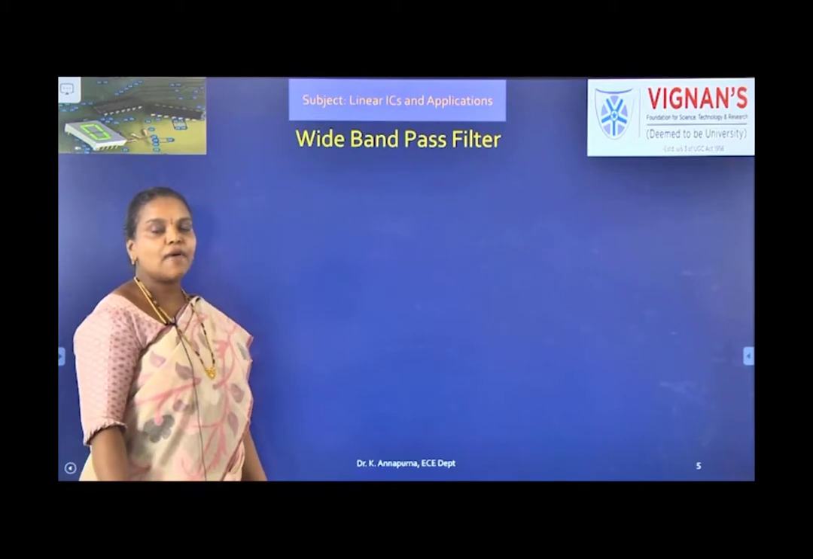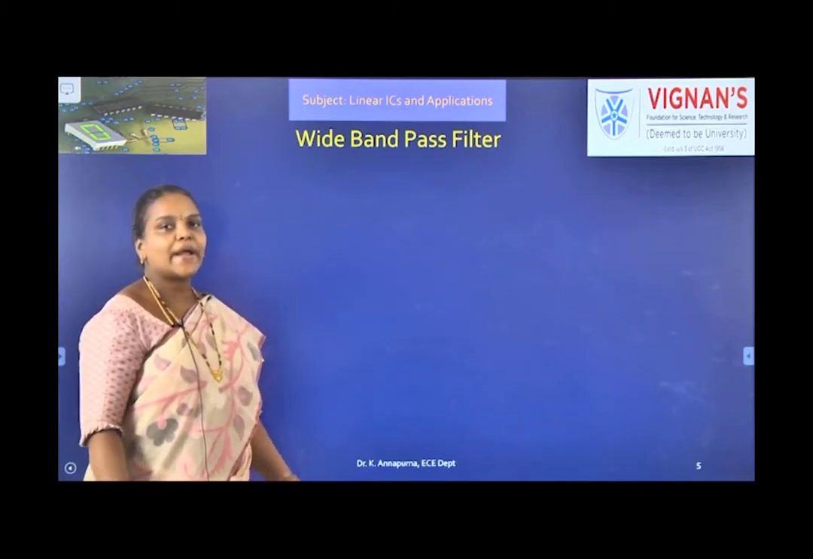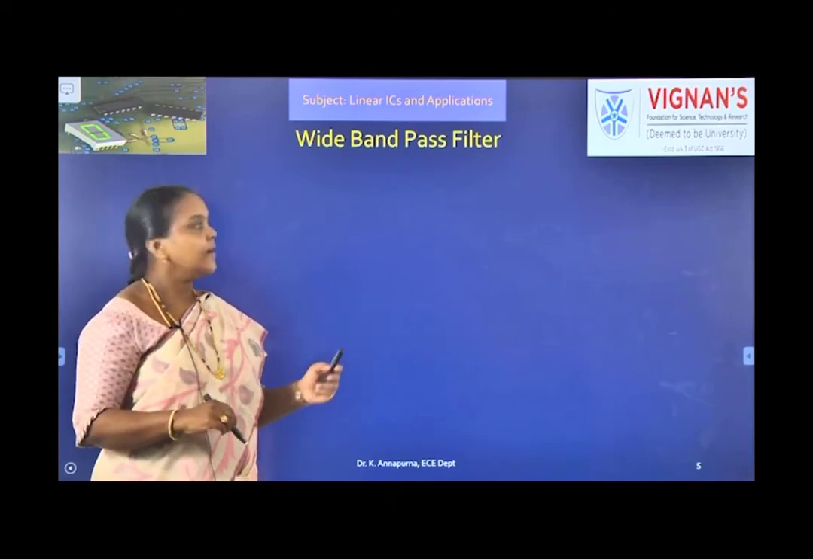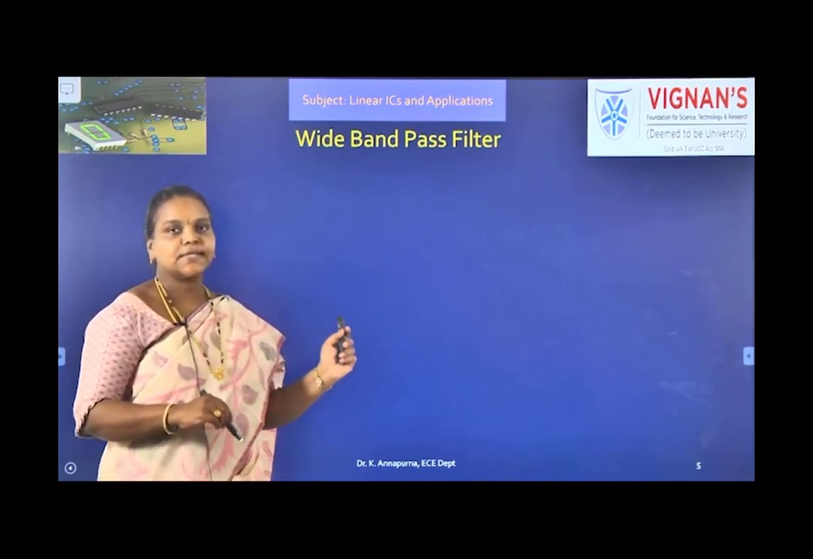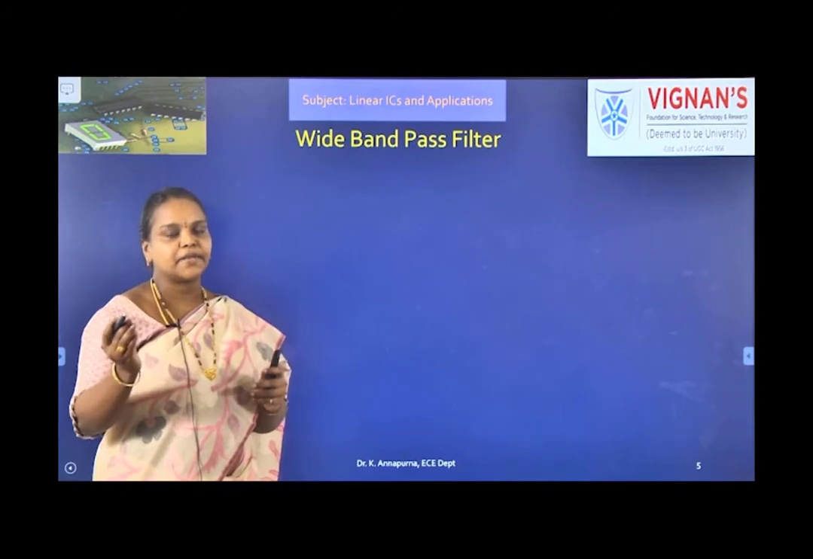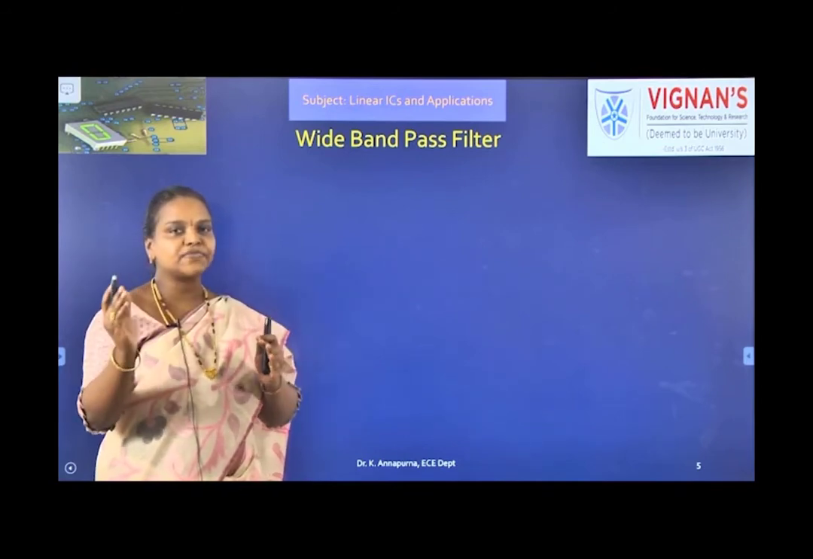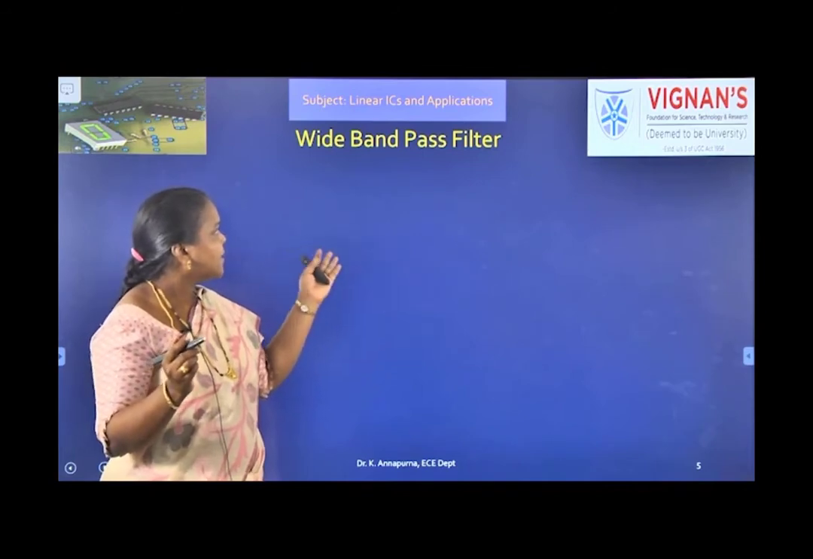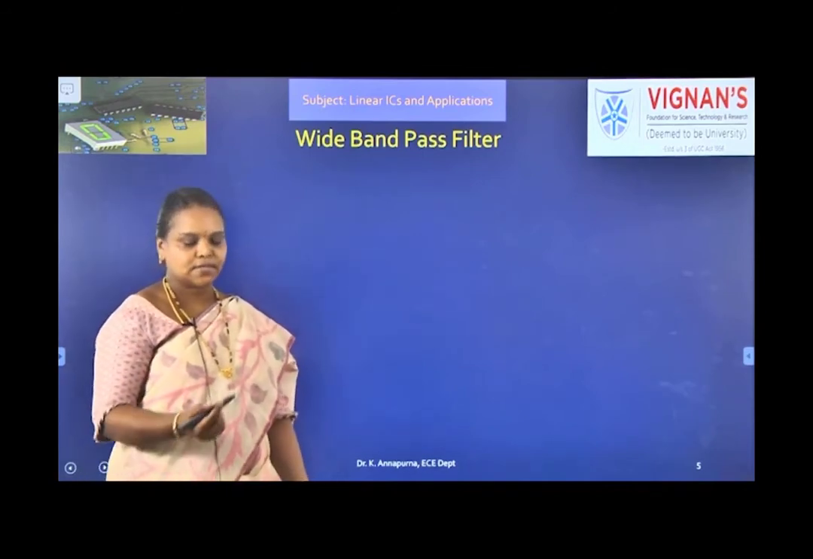And now let us see the wide bandpass filter. A wide bandpass filter means whose Q value is less than 10, and it can be easily constructed with the help of low pass and high pass. When a low pass filter and high pass filter are connected in cascade, you can get the response of wide bandpass. Let us see.